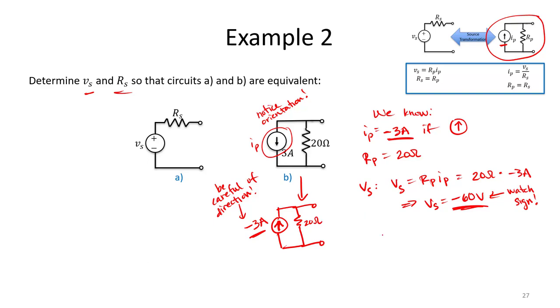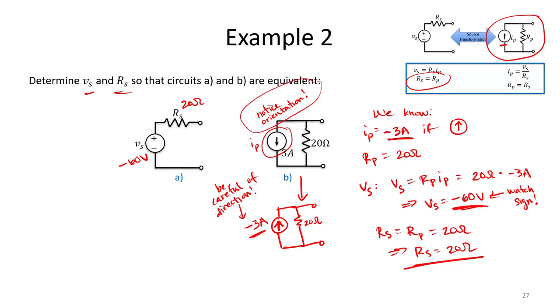And then what will our series resistance be? Well, we know the series resistance must equal the parallel resistance, which was 20 ohms. So series resistance must also be 20 ohms. So there you have it. Again, be careful of the orientation of sources when you're doing source transformation.